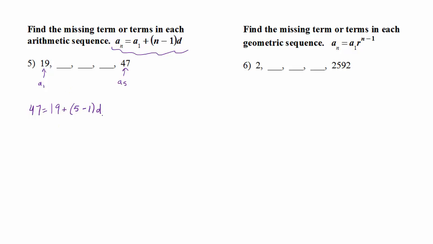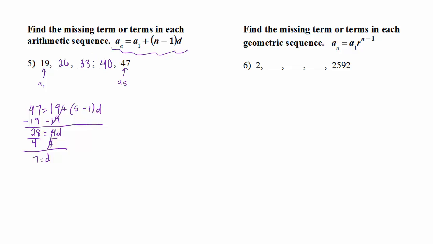So we're solving for D because we don't know right now what we need to add to get the next number. So we'd subtract 19 and get 28. 5 minus 1 is 4, so this is really 4D. We're going to divide by 4 and get 7 for D, which means that I'm adding 7 to get each number. So the next number here would be 26. I add 7 again and get 33. Add 7 again and get 40.